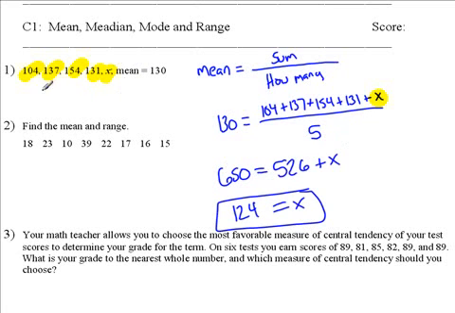I could check that by finding the mean of 104, 137, 154, 131, and 124, and just making sure that comes out to be the 130. Are there any questions here?